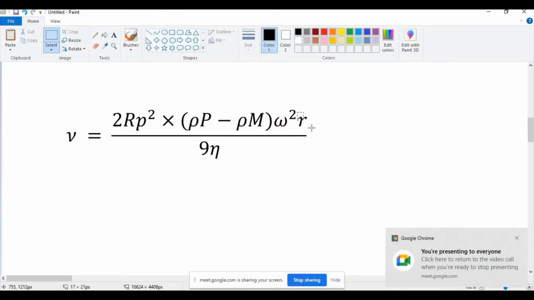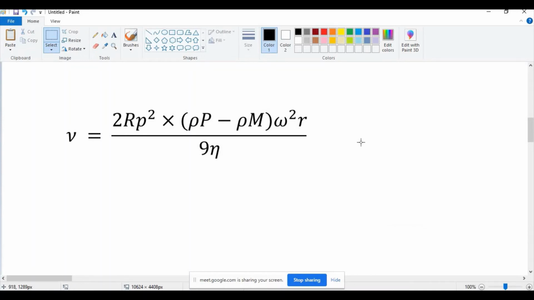So this is the radius. The radius of the rotor of the centrifuge machine affects the velocity of your particles. Now we'll go ahead.